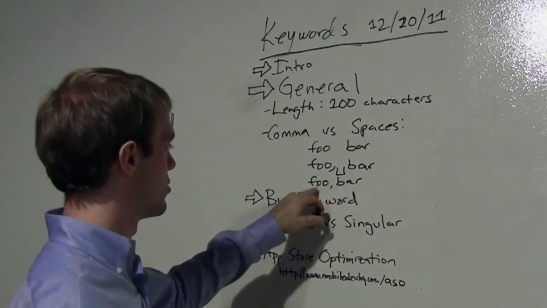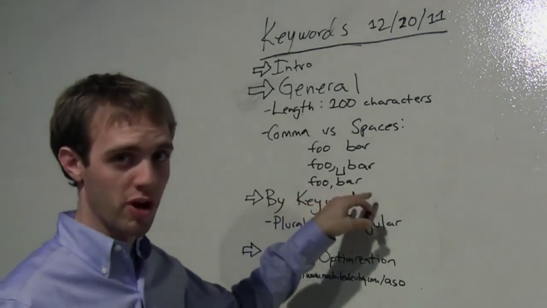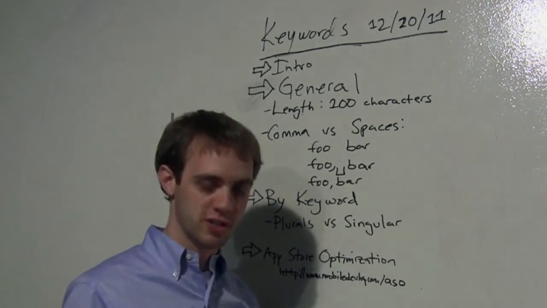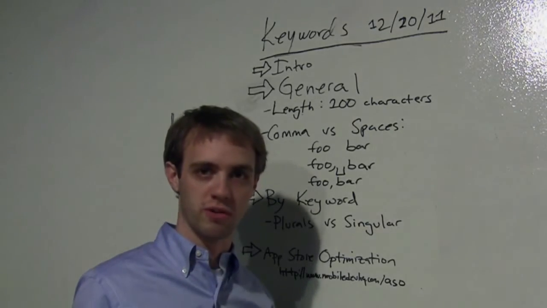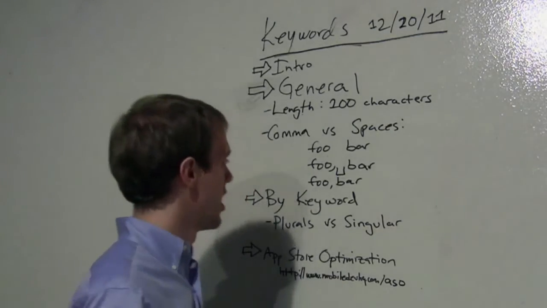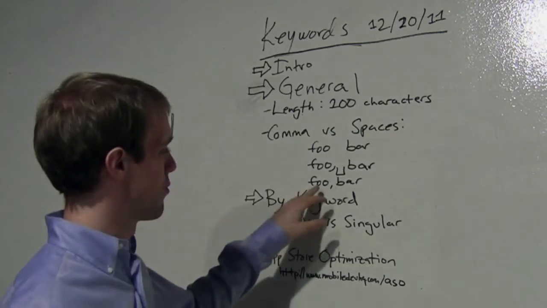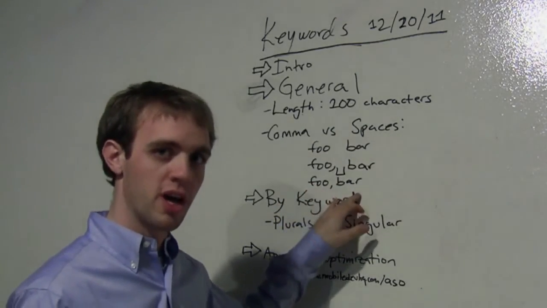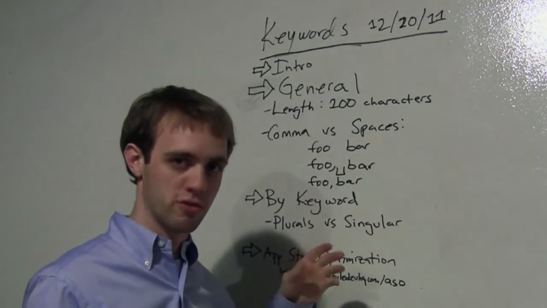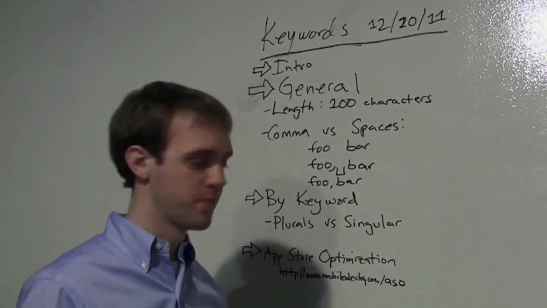So the third one is what you want. So the third one is foo comma bar. And that allows you as a developer to have the least amount of wasted space, and also rank for both foo and bar. And Apple will be smart enough to also rank you then for foo bar.